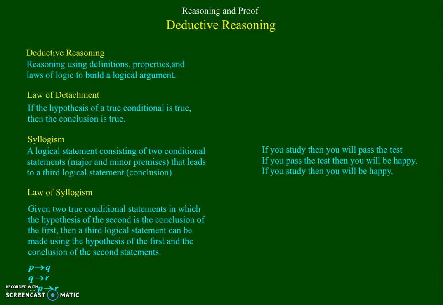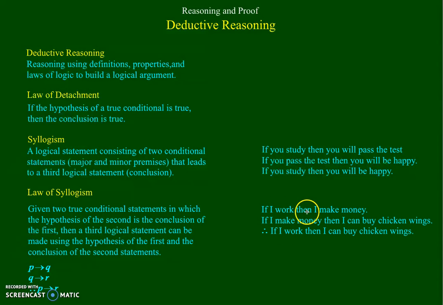This is my favorite example, and it says, if I work, then I make money. If I make money, then I can buy chicken wings. If I work, then I can buy chicken wings. So this is a classic example of a valid syllogism. The law of syllogism applies because I have two true conditionals. The hypothesis of the second is the conclusion of the first, and it leads me from the first hypothesis to the final conclusion: if I work, then I can buy chicken wings.